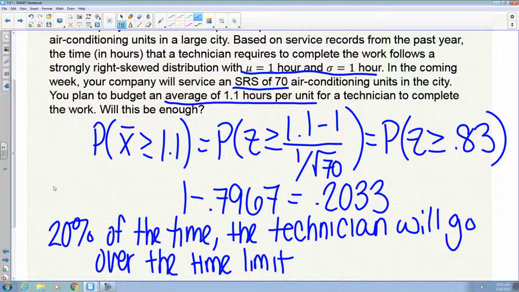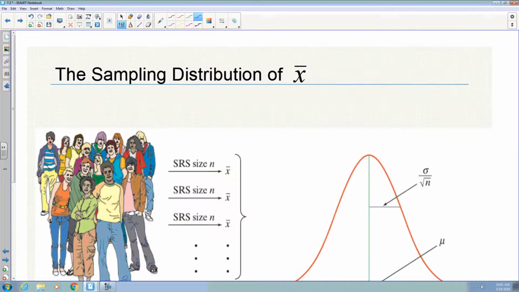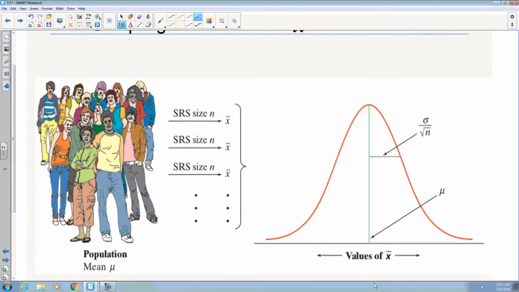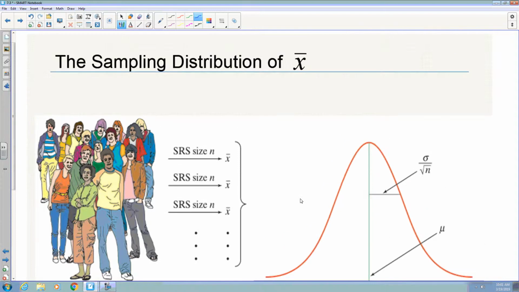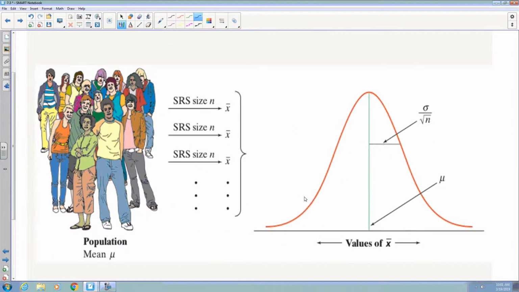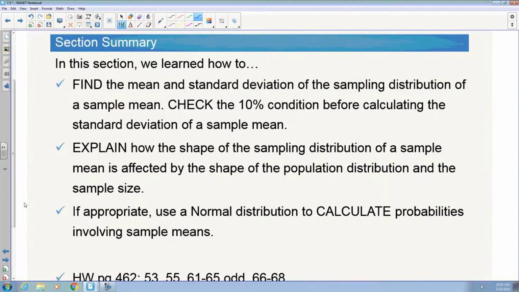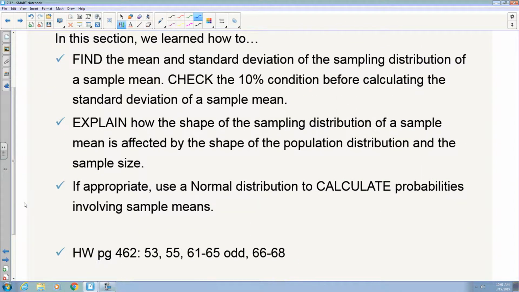Okay, and then we have one more picture to kind of summarize this section of the sampling distribution, where the mean of X bar is in the middle, and then the standard deviation is sigma over the square root of n. Okay, and our homework is listed on the bottom. We talked about what we learned how to do in this section.